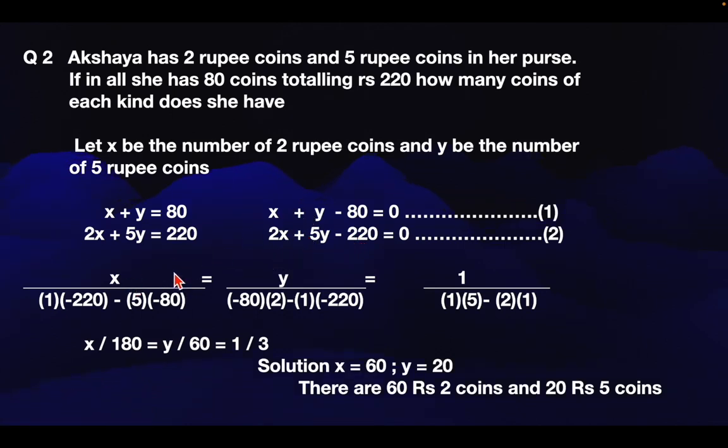It's simple only. X upon coefficient of y, 1 multiplied by this number minus 5 multiplied by minus 80 is equal to y upon minus 80 into 2 minus 1 into minus 220 is equal to 1 upon 1 into 5 minus 2 into 1. Okay, directly I have written it, but to be on the safe side, you can do the arrows so that you don't make any mistake. So simplify this. Again, you get the value of x as 60 and y as 20. So there are 60 2 rupee coins and 20 5 rupee coins.